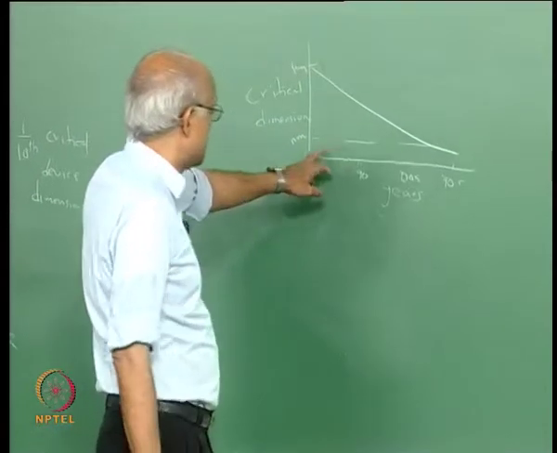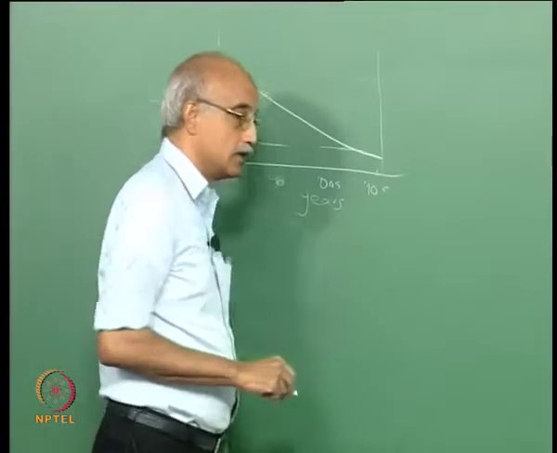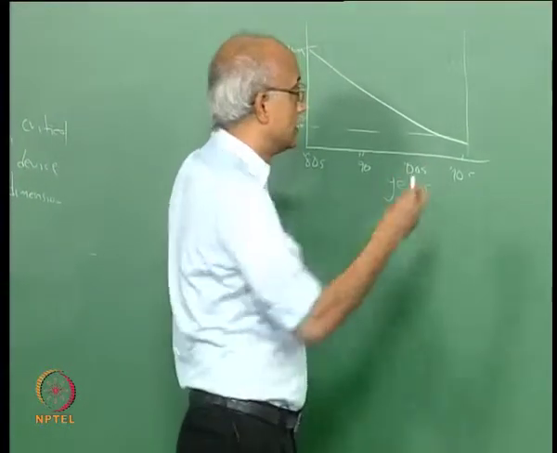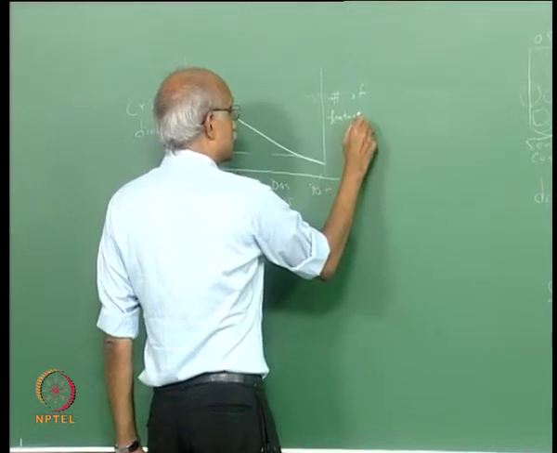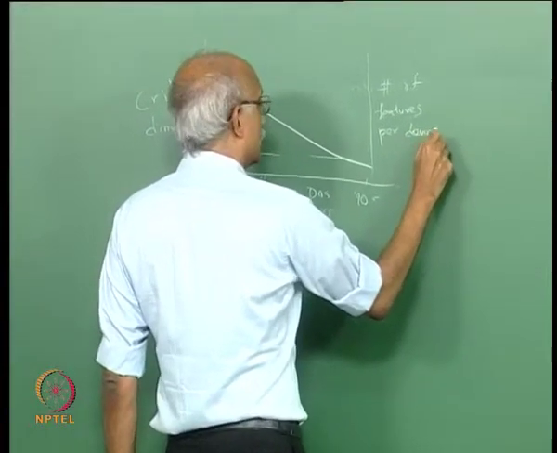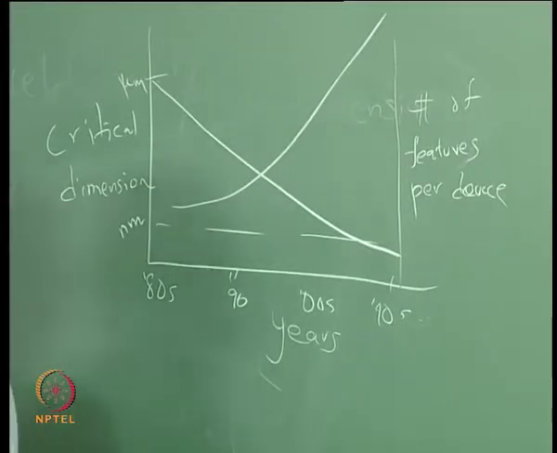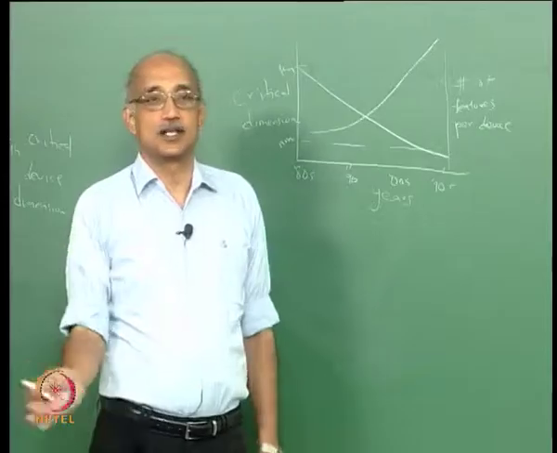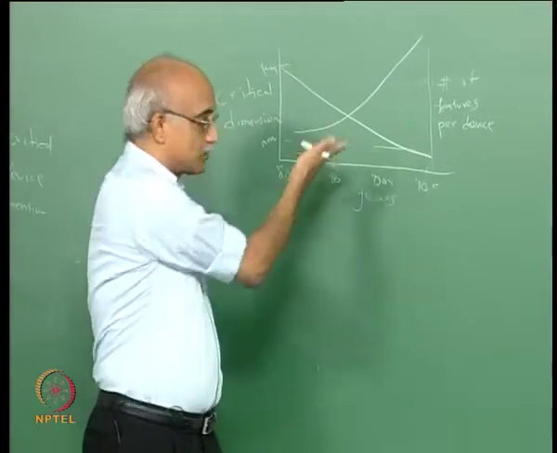So this is what's happening, but at the same time, something else has been happening, and that is the number of features per device. And that has actually been increasing rapidly, because again we are trying to build more and more functionality. A cell phone at one time was used to make phone calls, right? Now you do everything else except make phone calls with a cell phone. So clearly this is basically the picture.